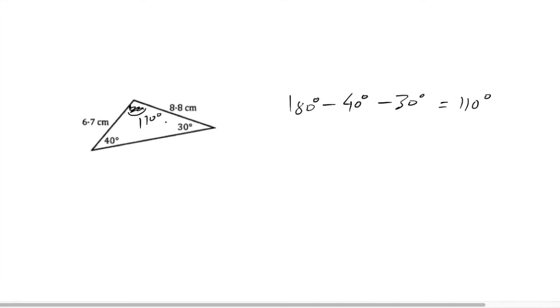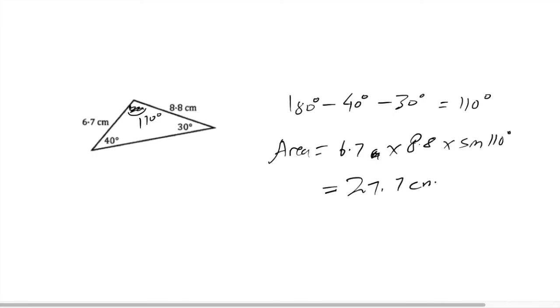Now, since we have this angle, we can apply the formula that we have just learned. So the area is going to be 6.7 multiplied by 8.8 multiplied by sine of 110, which would give me an answer of 27.7 centimeters squared. And there you have it. That's how you apply the area of a triangle formula.